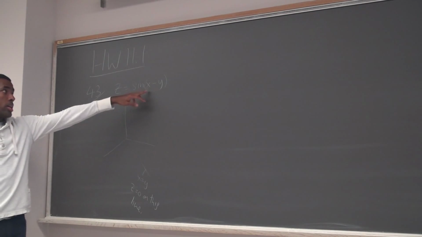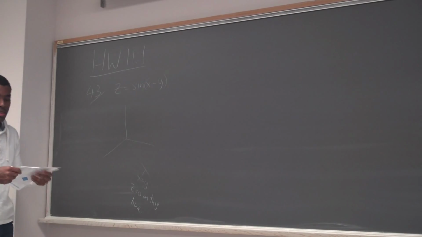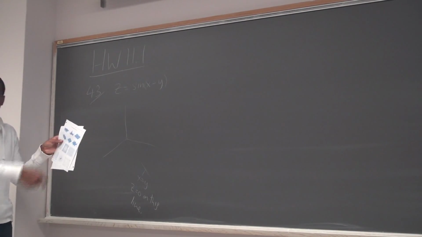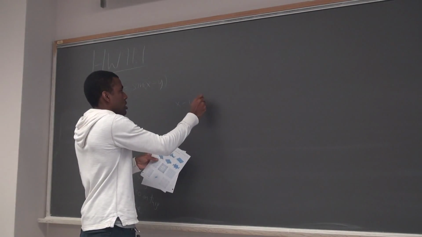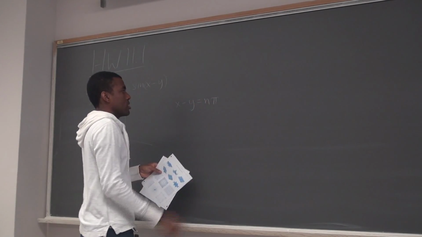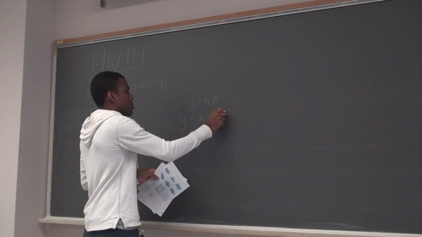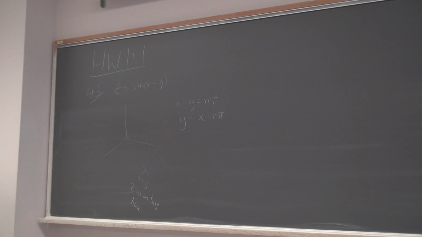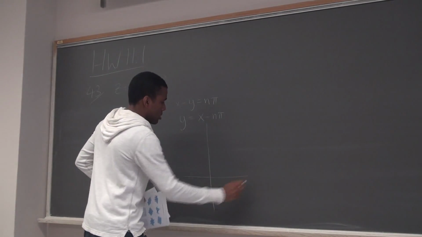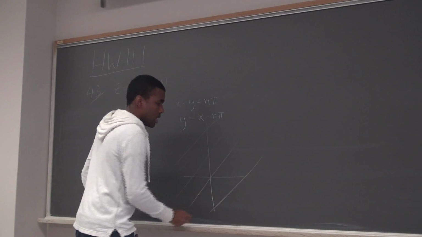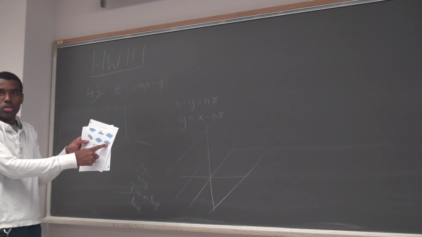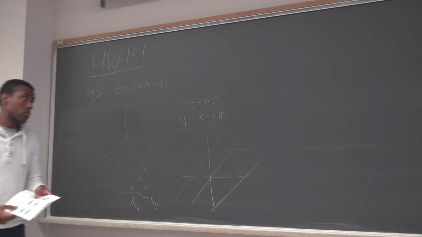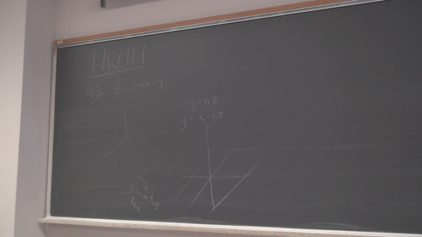And it's 0 on any line where x minus y is a multiple of pi. So if you look at x minus y equals n pi, then you have y equals x minus n pi. Those are just straight lines. They all have slope 1, so you expect the lines to be parallel. They're all going to be lines that look like this, and your function will be 0 on all those lines. Again, that's the only function that matches that description. So that's basically the idea. You're just looking at the functions, how they behave.